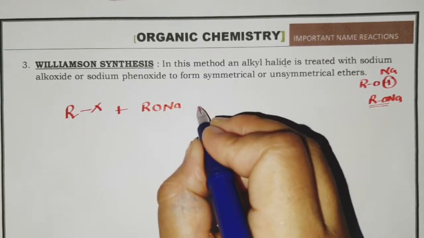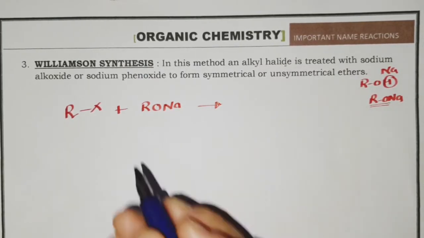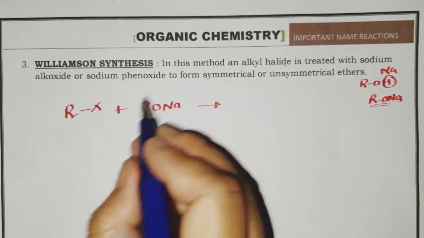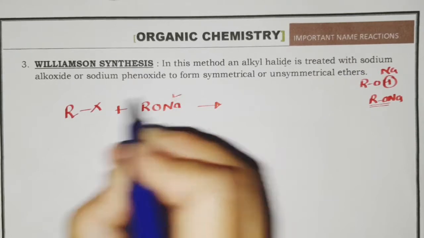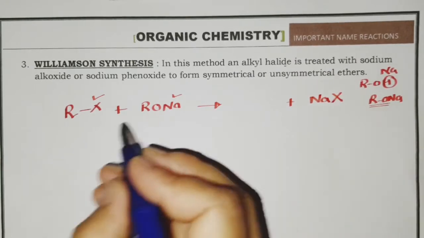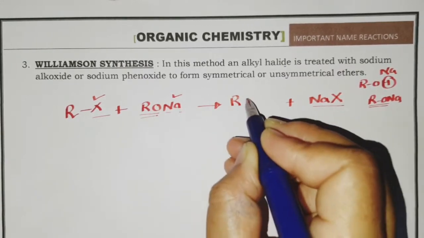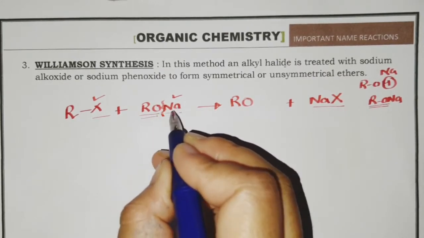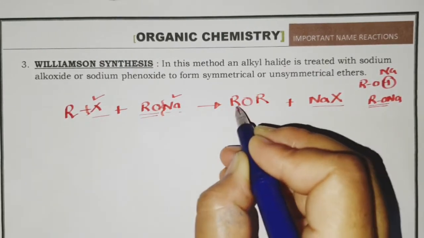Whenever the two are treated, you'll get a symmetrical or unsymmetrical ether. It depends on whether you have the same type of alkyl group in the alkyl halide and the sodium alkoxide. Now here Na and X are removed as NaX. The new bond forms where the bond breaks between RO and Na, so O forms a new bond with this R. So you will get ROR.